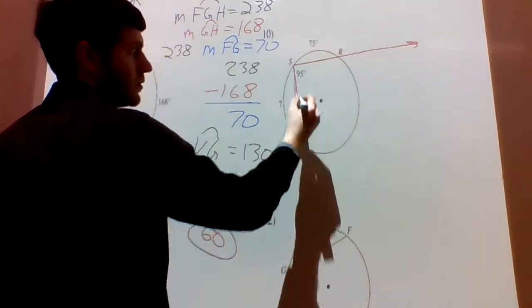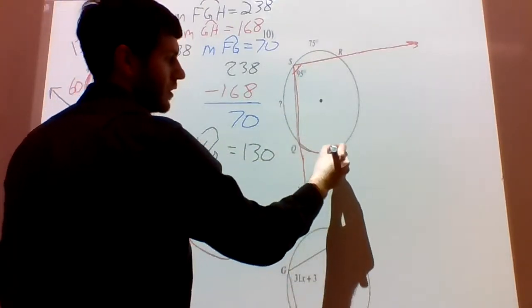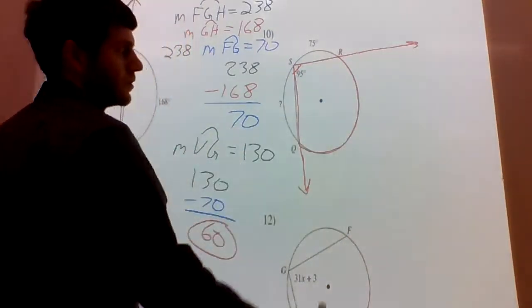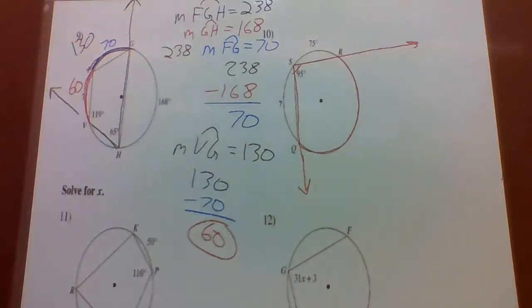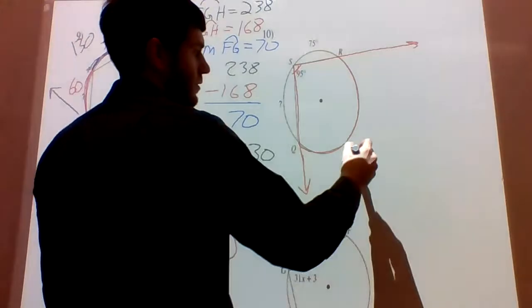Okay, so here's our angle. So here's our 95 degrees. That means that this arc is our intercepted arc. So the inscribed angle is 95. The intercepted arc is twice the inscribed angle. So 95 times 2 is going to be 190.